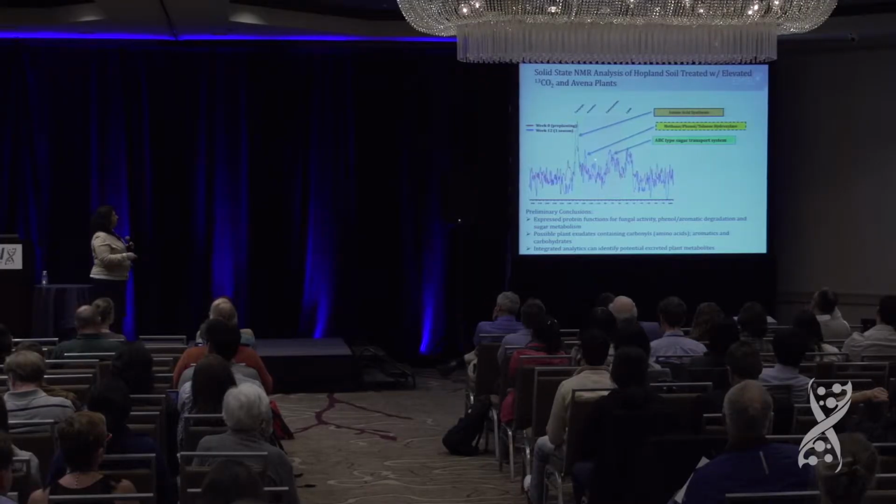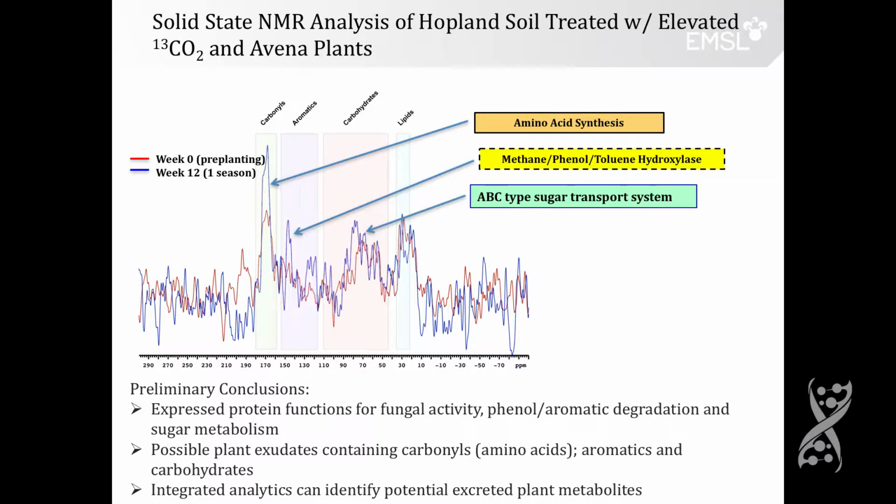And we can link these back to specific proteins that we see in our proteomic characterization. Now, interestingly, we see this little peak in our aromatics, and we saw this methane phenol toluene hydroxylase. This gives us some clue as to where to start looking in this system. We want to maybe figure out what this protein is actually doing and what metabolites it might be utilizing. So again, we're going to be working with Trent to look at some of the metabolomics and start unraveling this whole story.